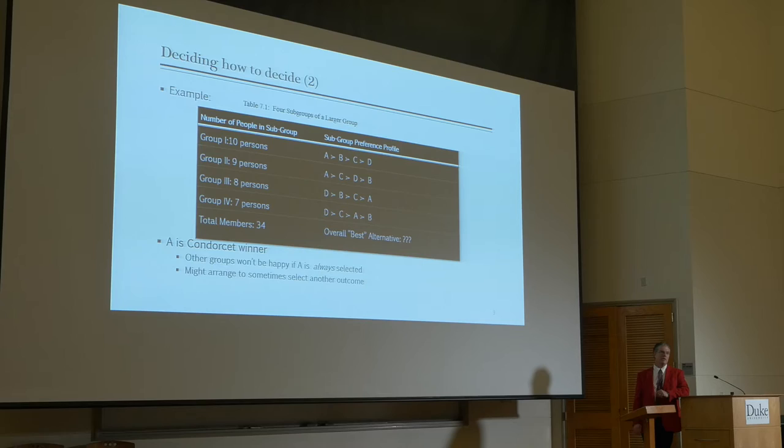You need to be able to tell me which, if any, of the alternatives is a Condorcet winner. Given a table like this, you need to be able to tell me which, if any, is a Condorcet winner. Everybody see how to identify it? You just break it down and do it pairwise.